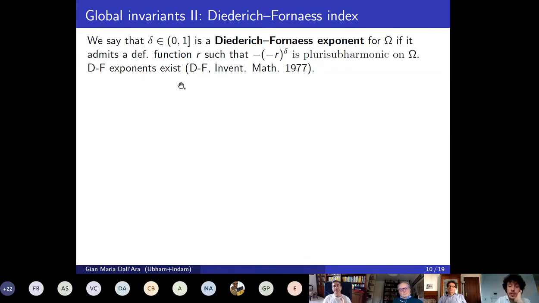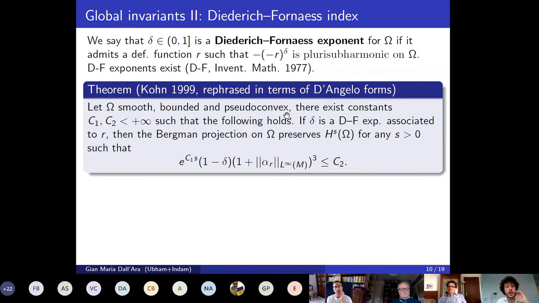In fact, this is a stronger property. You don't need to take log. You can even take a positive power, maybe not 1, but a positive power. And the existence, in fact, of Diederich-Fornaess exponents for any possible domain is in itself a deep result established in 1977 by Diederich and Fornaess. So the deep fact here is that for any smooth pseudoconvex domain with no assumption whatsoever, you may always find a positive number delta with the property that minus r to the delta is plurisubharmonic.